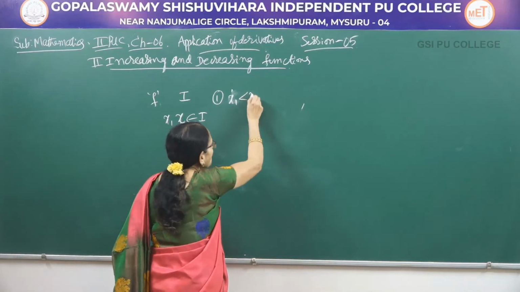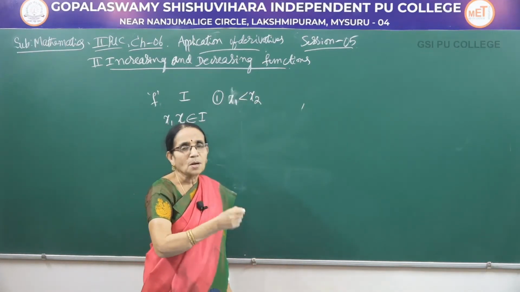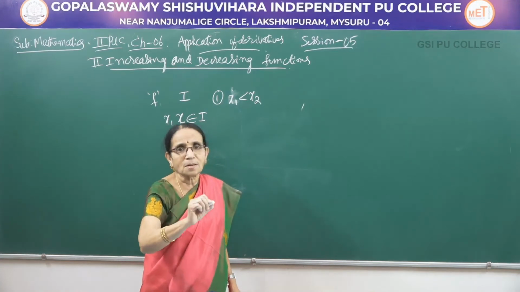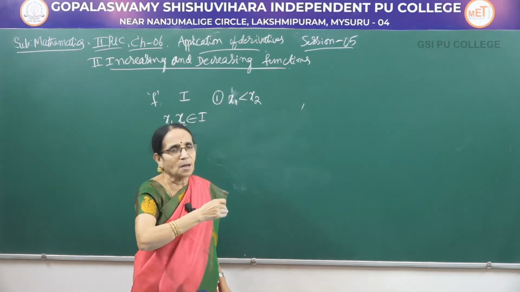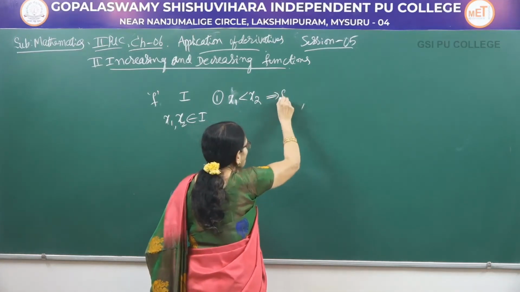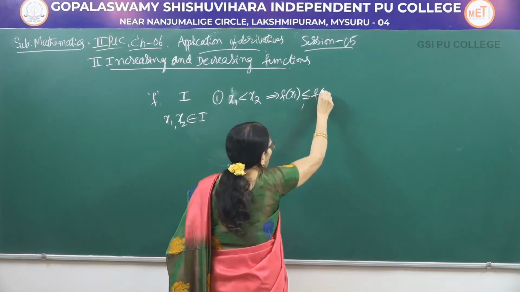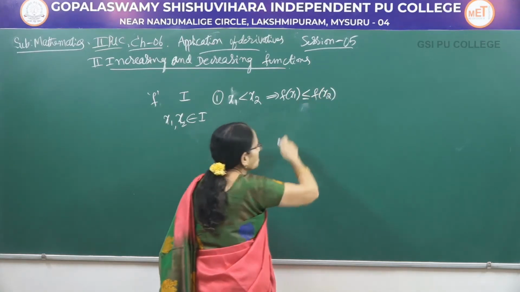See, x1 less than x2. What do you mean by that? Just now I told you the value of x increases. That is the meaning I am giving in a formal way: x1 less than x2 implies f of x1 less than or equal to f of x2.